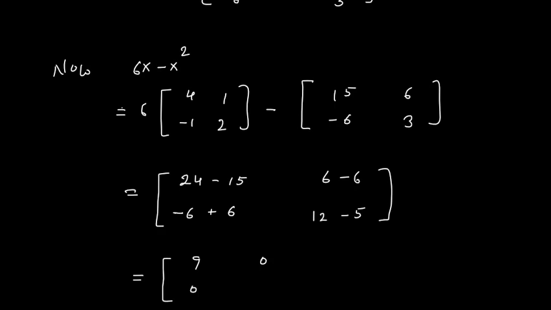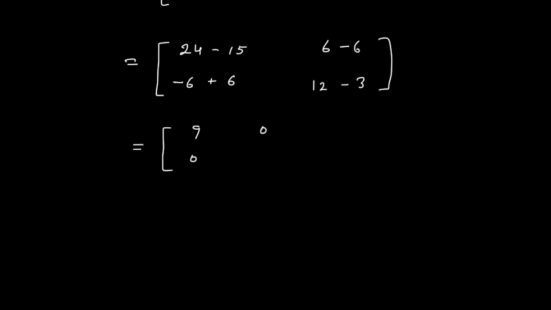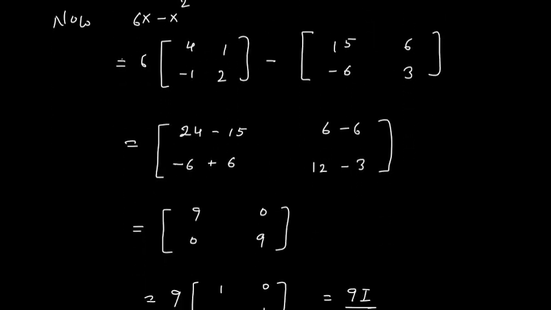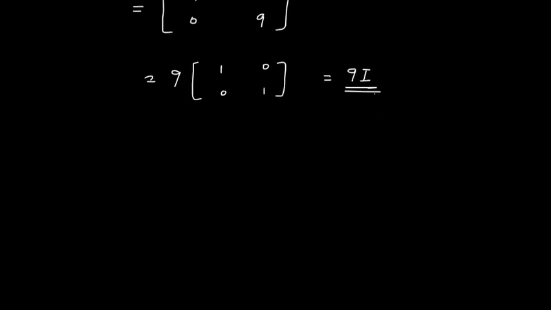And when I subtract 3 from 12, I will get 9, right? 9. Okay. Now we can take 9 common. Now here it is [1 0; 0 1], and this is called your I. So your answer is 9I. 6x minus x square is 9I.